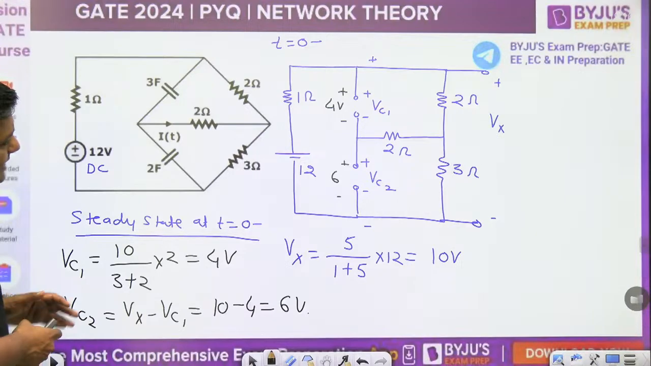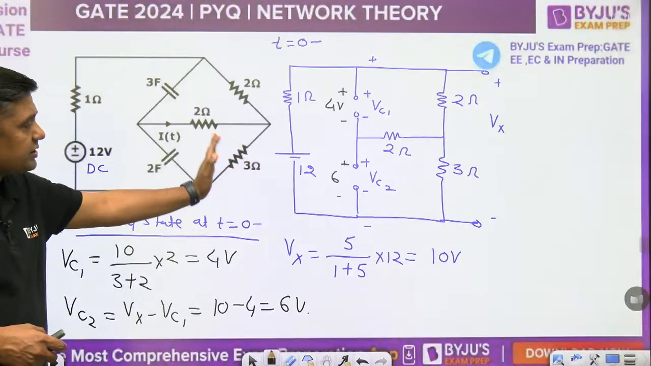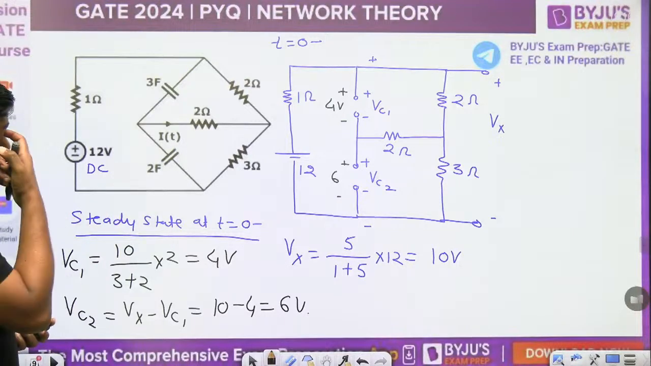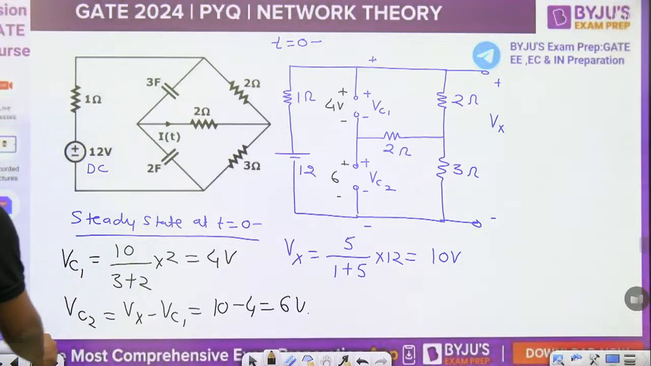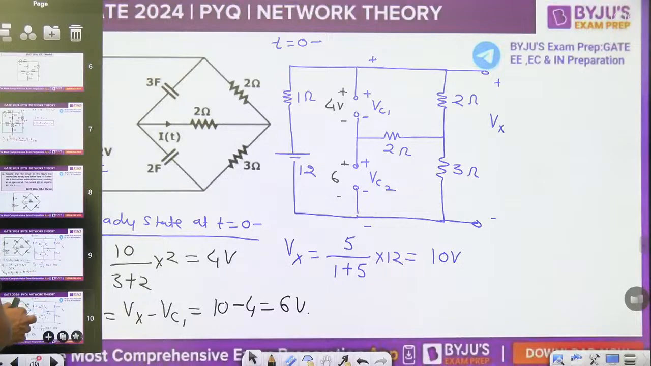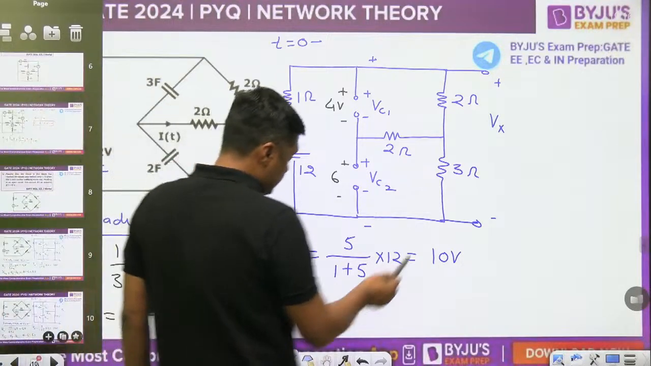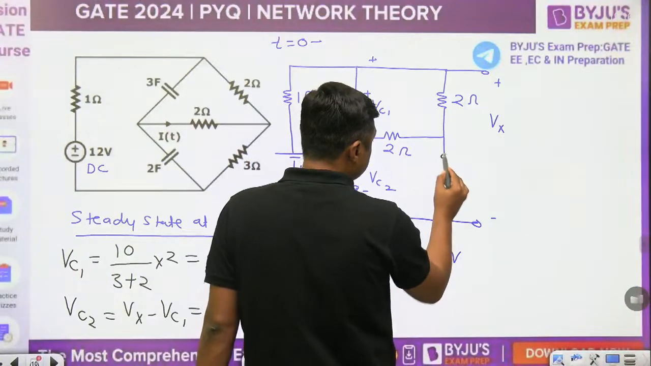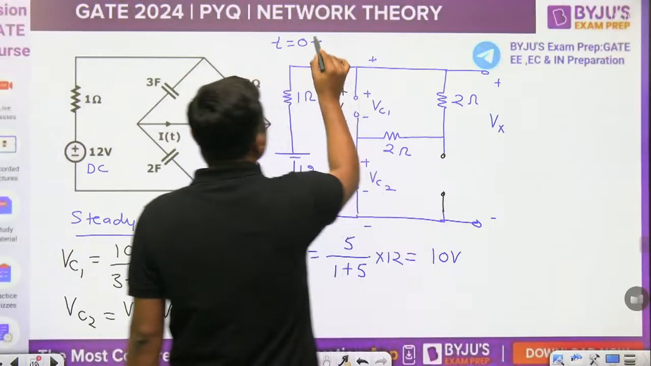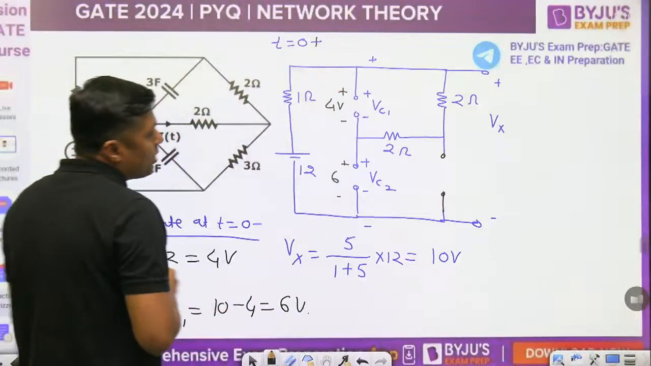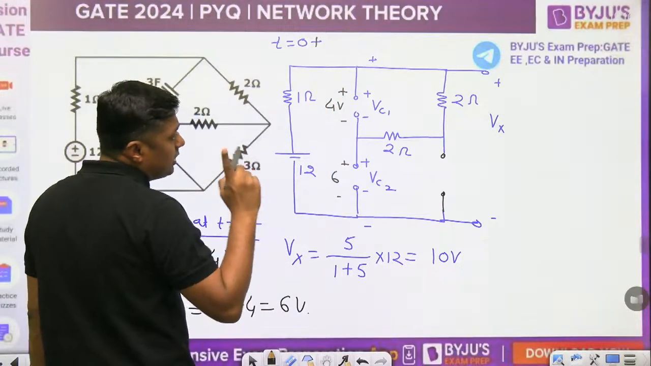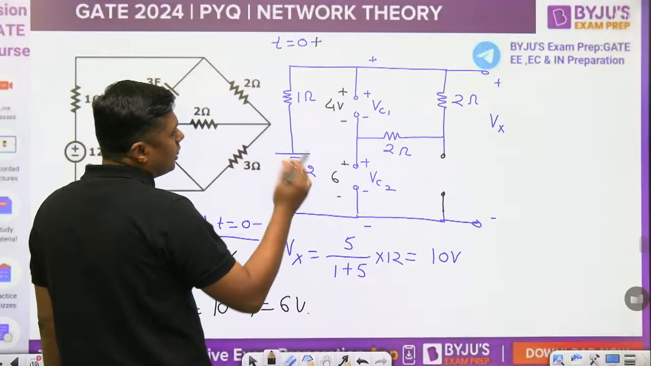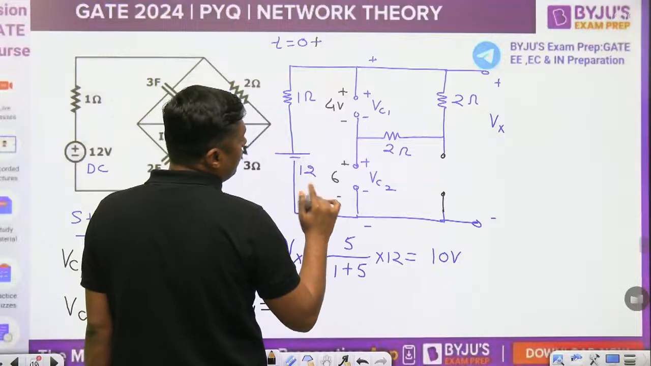Now what will happen? Exactly at t equal to 0 plus, this resistor is burned out. So please remove that resistor. When we are removing this resistor, this will act as an open circuit. Now this is the diagram exactly at t equal to 0 plus. A capacitor does not allow sudden change of voltage, but it will allow sudden change of current.